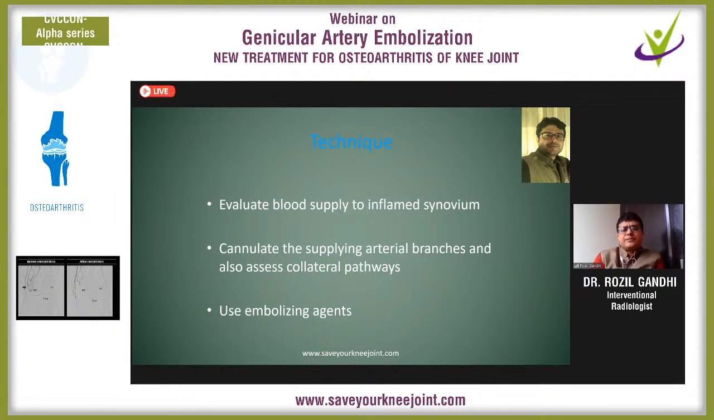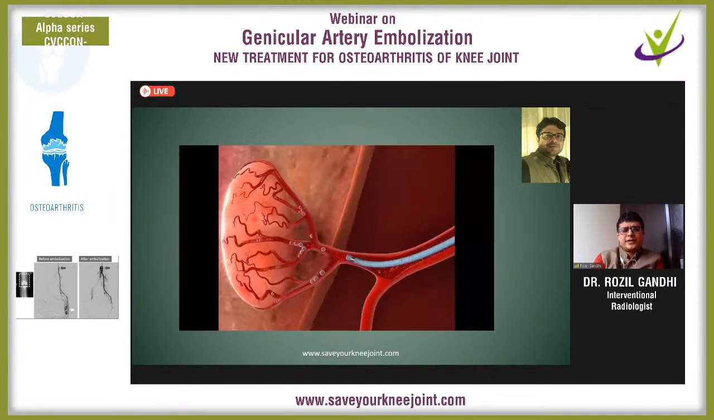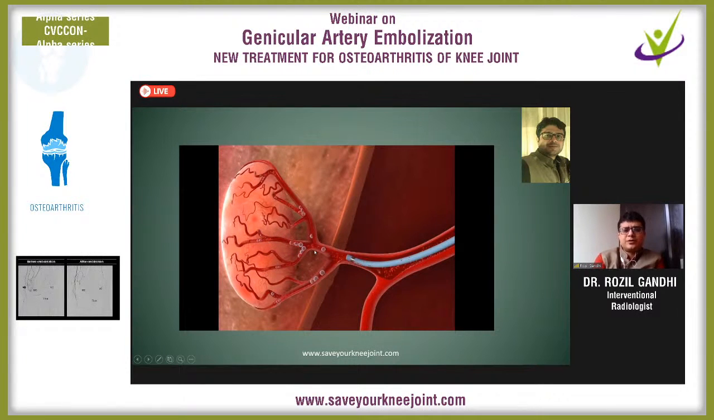Doing an angiogram, we evaluate the blood supply of the inflamed synovium and super selectively cannulate the branches. This is how the particulate matter goes into the capillaries. This is the neovascularity, and it embolizes it. It closes off at capillary level. So the main trunk of the artery is always patent.